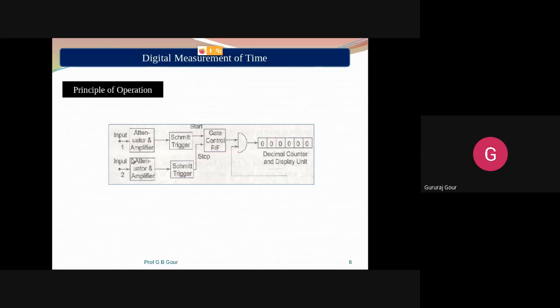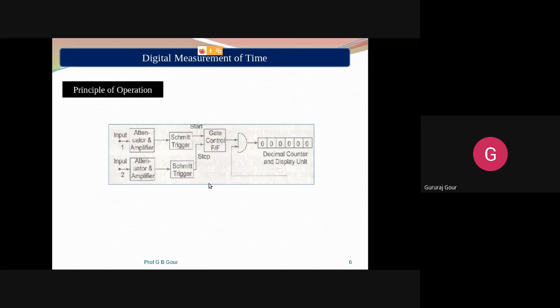Next, today's main discussion is digital measurement of time. Its operating principle is similar to the digital frequency meter, how we measured the frequency there. Now it is a measurement of time. We all know the relationship between frequency and time. Frequency is defined as the number of cycles passing in 1 second. Time is the reciprocal: 1 second per number of cycles. So the reciprocal of f we take as T here.